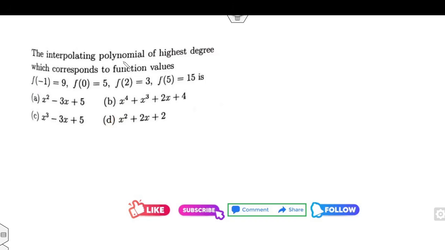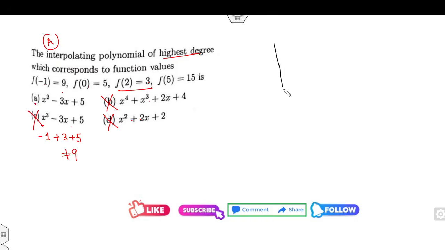Now you can see the polynomial of the highest degree. Again, there are two options. You can check the options. F of 0 is 5, satisfied. This one is not satisfied, F of 0 is 5, not satisfied. F of 2 is equal to 3, or f of minus 1. What is this value? It is minus 1 plus 3 plus 5, which is not equal to 9. So this option is also cancelled. The only option is A, which is the right answer.